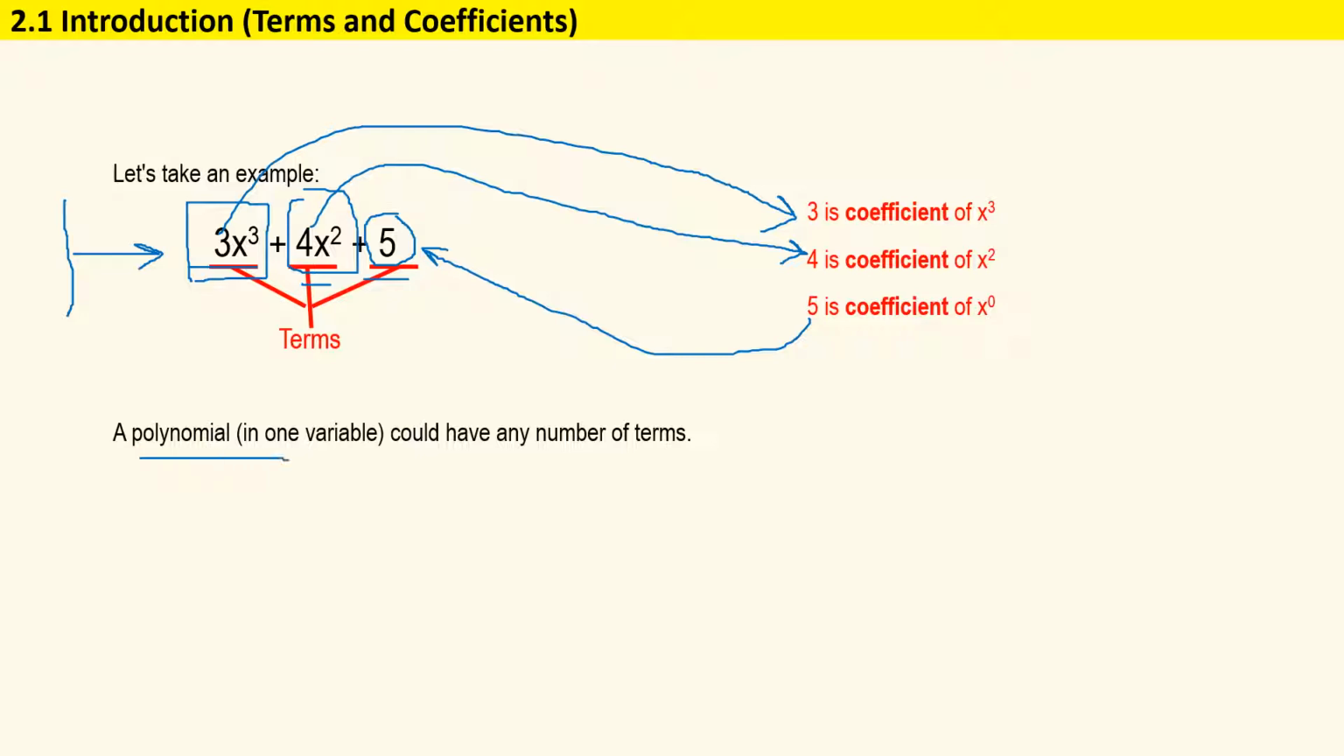Also, a polynomial in one variable could have any number of terms. In the example here, we have shown only 3 terms, 3x cubed, 4x squared, and 5. But in general, there could be any number of terms in a given polynomial.